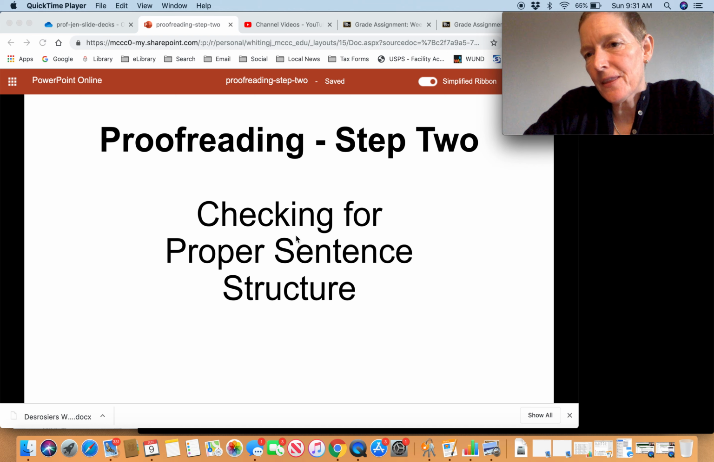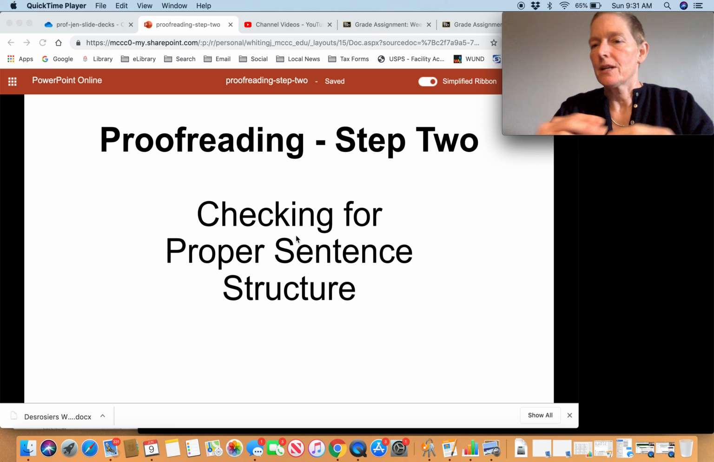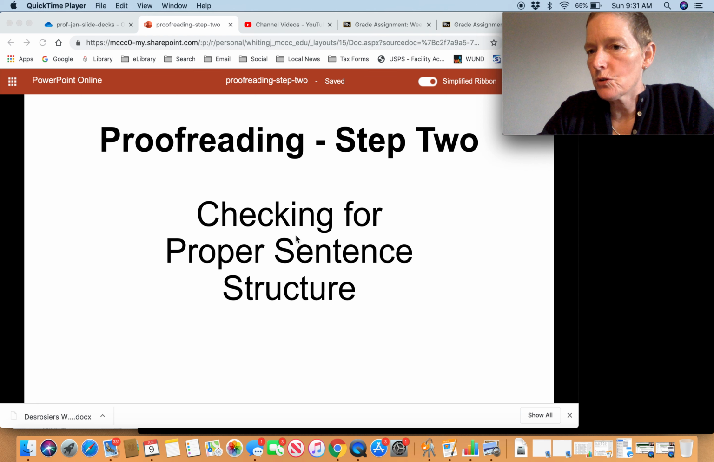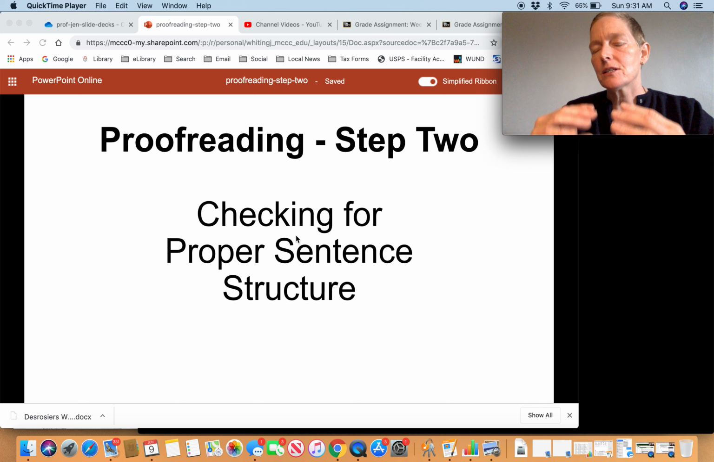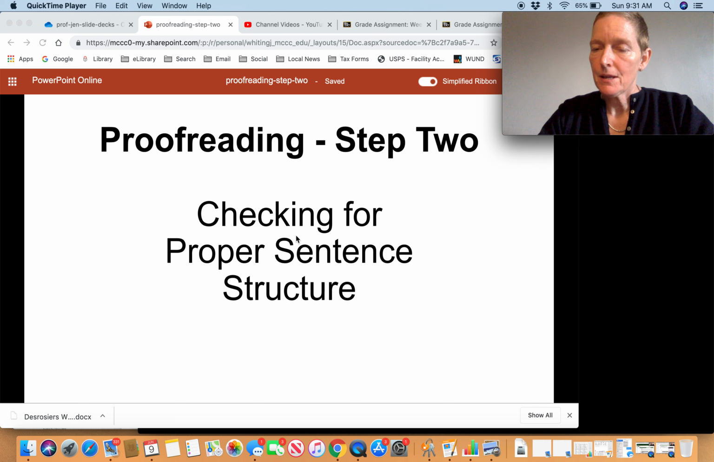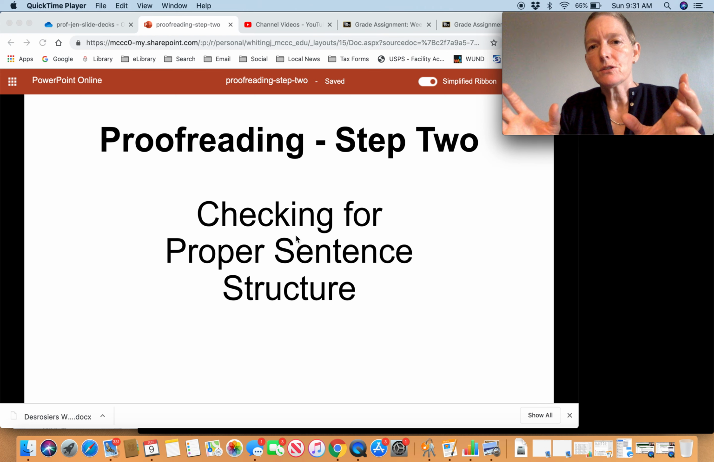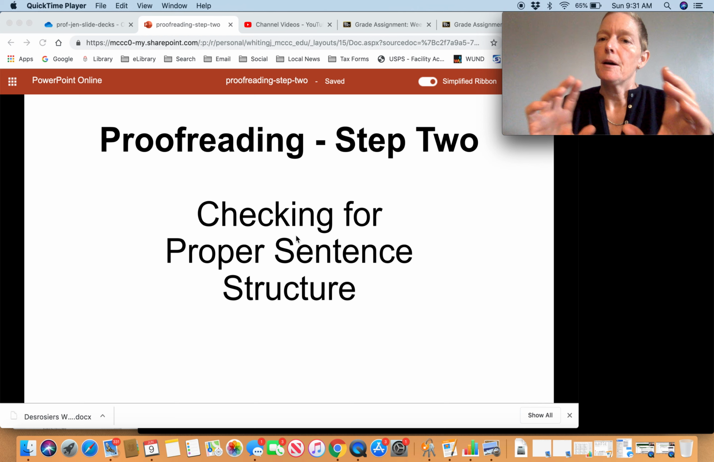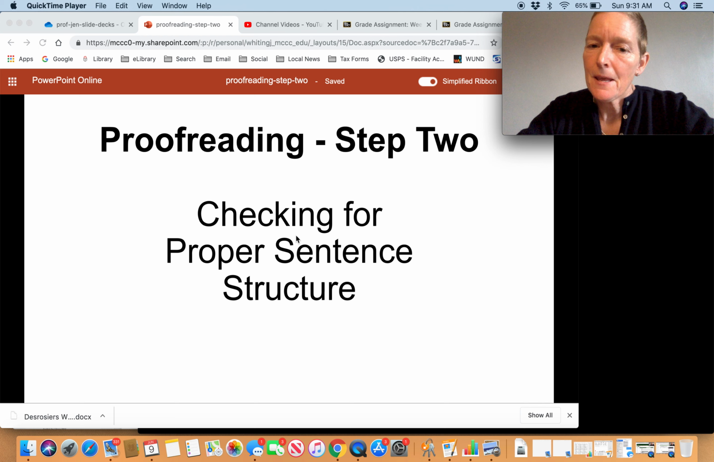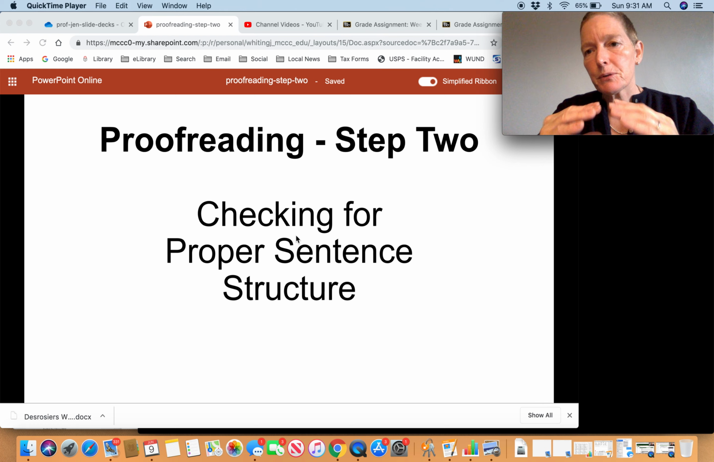All right, let's talk about the second step of proofreading. You want to now read through your paper, checking your sentence structure. By that I mean, do you have a sentence that is complete? It has a subject, it has a verb, maybe it has an object. It could have some phrases like dependent clauses, independent clauses. We'll get there. And you want to make sure that all of your sentences are properly structured.